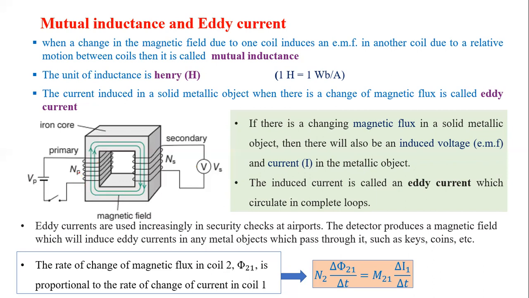Here, Np is the number of turns in the primary coil and Vp is the voltage in the primary coil. Ns is the number of turns in the secondary coil, and Vs means voltage in the secondary coil. So when the magnetic field changes and induces an electromagnetic force, this is mutual inductance. In a clear statement, when a change in the magnetic field due to one coil induces an electromagnetic force in another coil due to relative motion between the coils, that is mutual inductance.